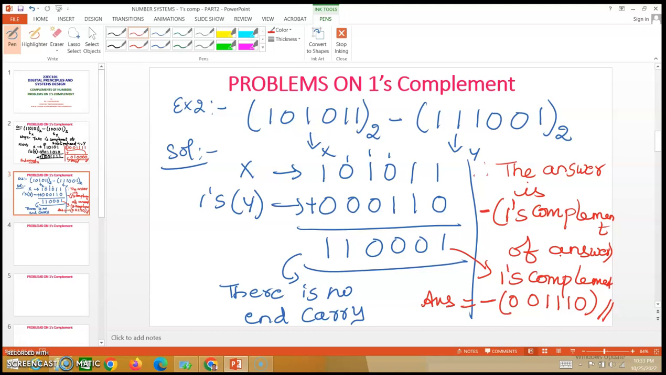In this type of problem, you have two cases. One is the end carry case, and the second one is the no end carry type. There are two cases. We will see another type of problem so that you will understand even much better.